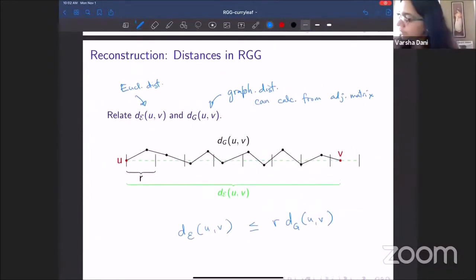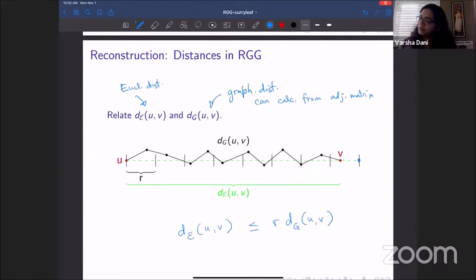But on the other hand, what's going on is, if you look at these segments of length r, if v was sort of just past the end of one of them, right?